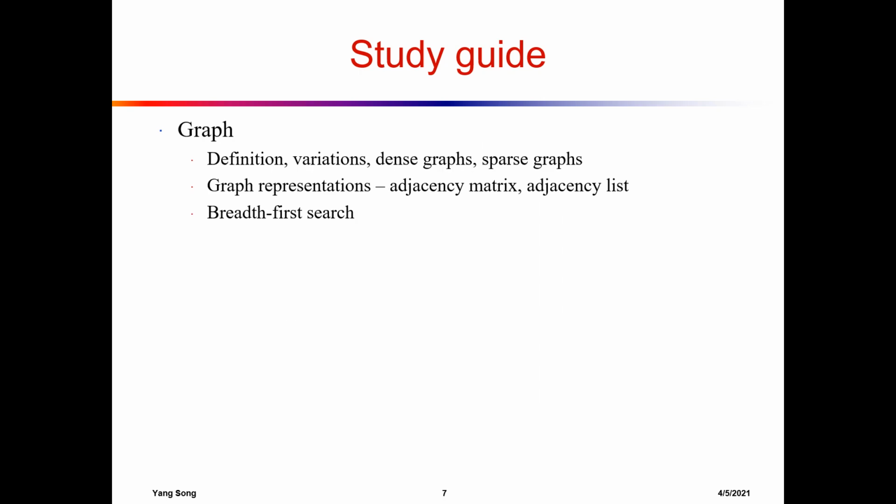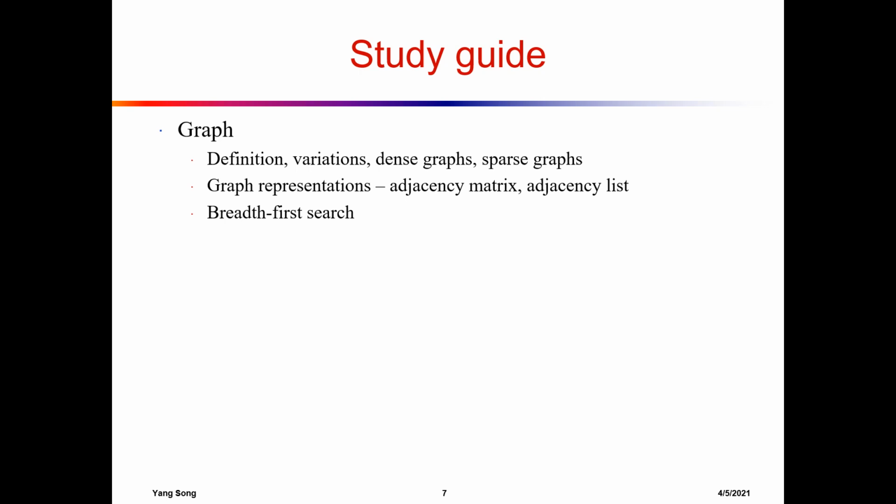Okay, and the last part is the graph. So for the graph, we have learned the definition of a graph, and remember we have a set of edges and another set of nodes, and then there are a few variations. For example, do we allow self loops, and do we allow directions? So A to B and B to A, are they the same or are they different?